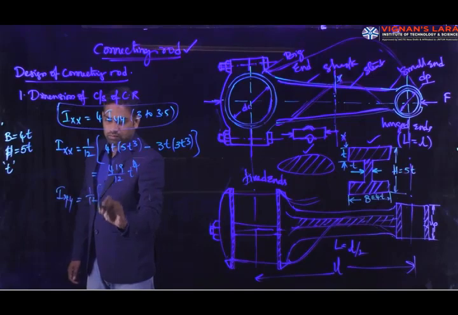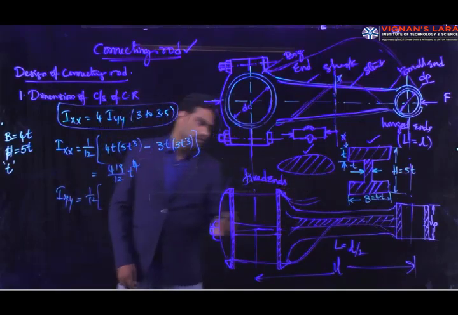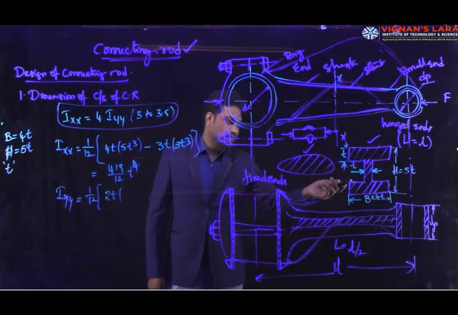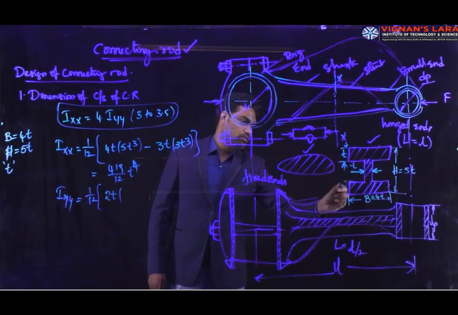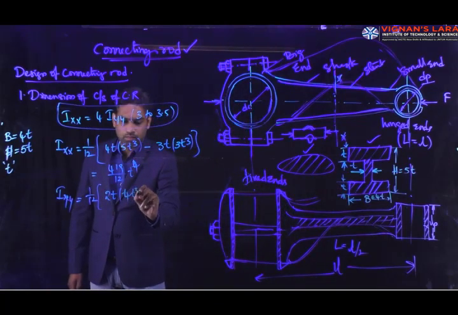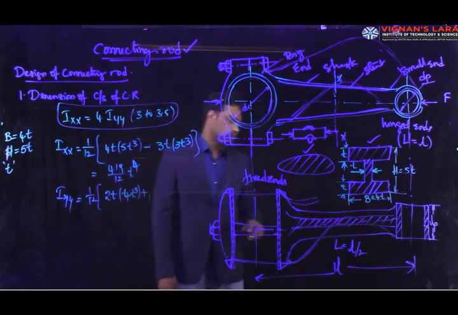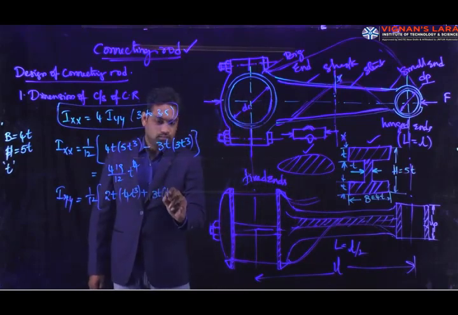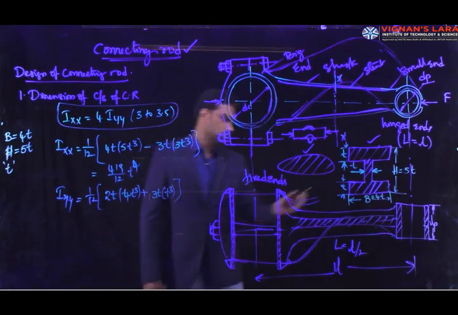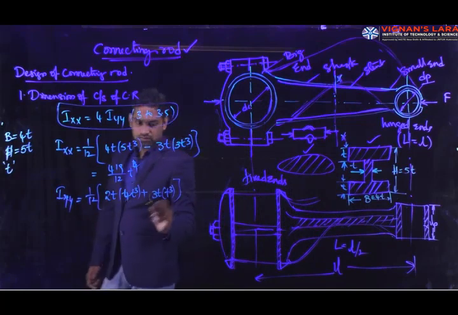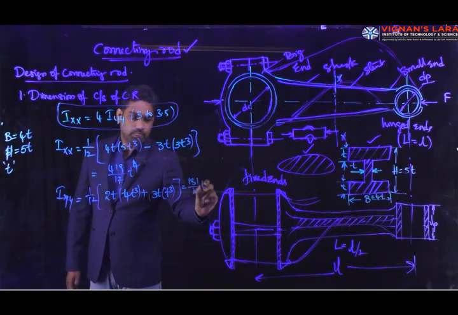Similarly, you can also calculate Iyy. It is 1 by 12 into 2t, since here we have 2 flanges, and the thickness of both flanges is denoted by t. So 2t into 4t cube. Here I can add this thickness, so that is 3t into t cube. The thickness is only t. This value is given by 131 by 12 t power 4.